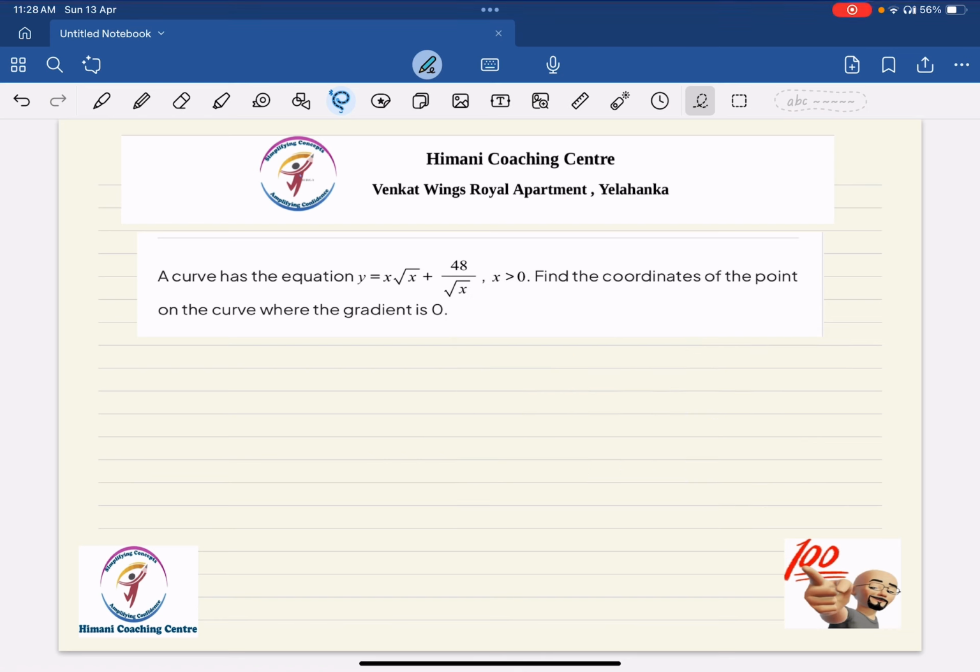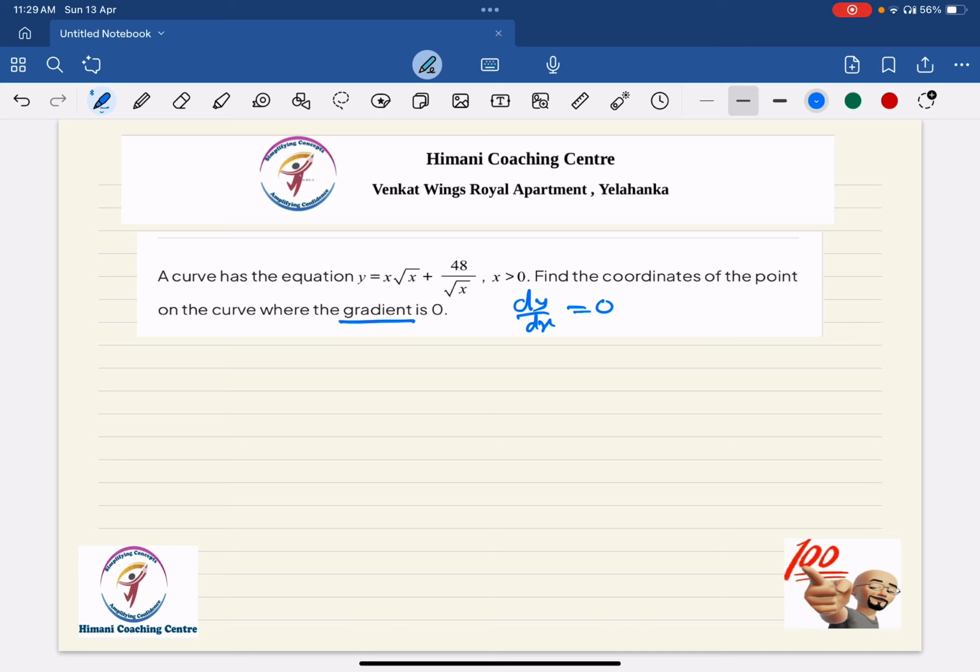Question number one is: a curve has the equation y equals x root x plus 48 by root x, x is greater than 0. Find the coordinates of the point on the curve where the gradient is 0. When they say the gradient is 0, it simply means that dy by dx equals 0.